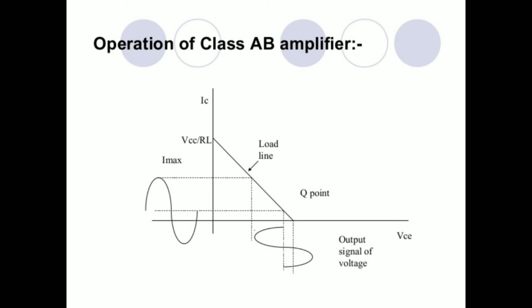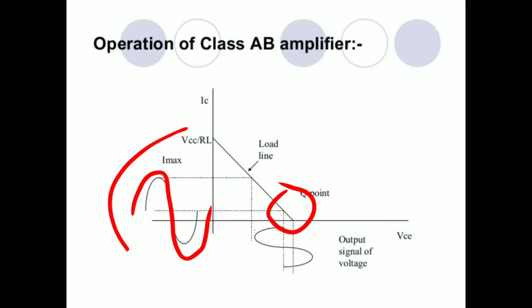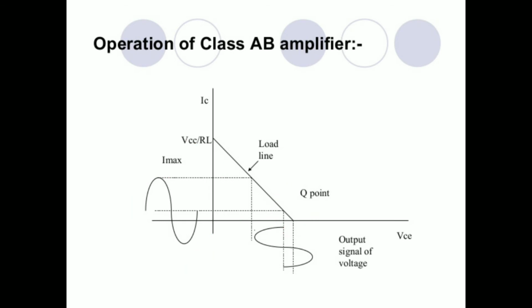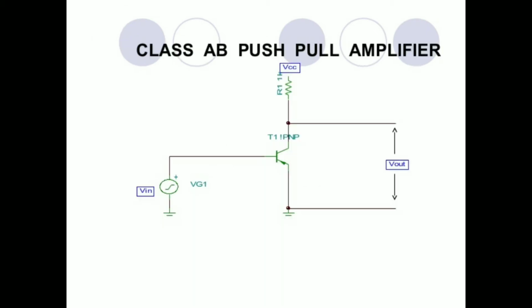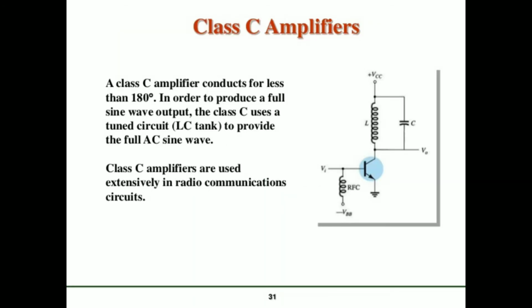So in this case, since the Q point is lying here, the output collector current will be here. Waveforms will be like this. So in this case, the crossover distortion problems will be eliminated when using a class AB amplifier. So this was about class AB amplifier.